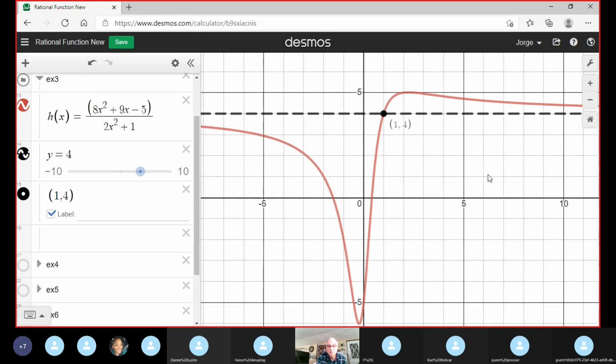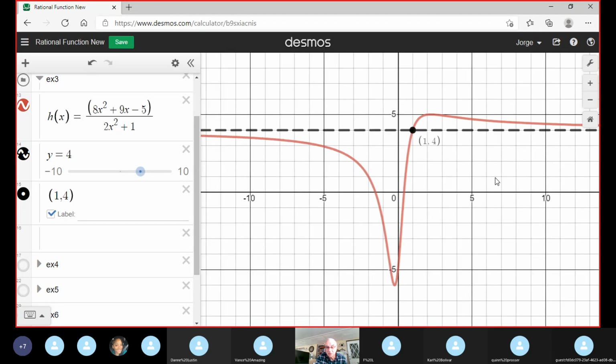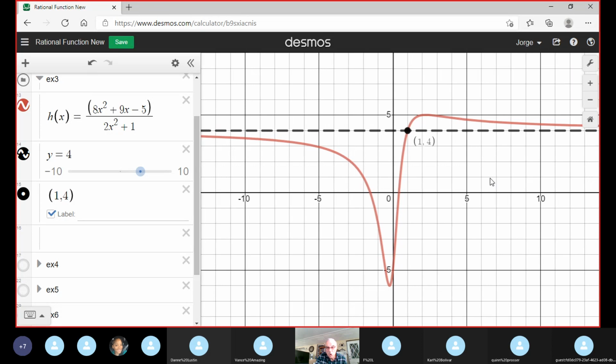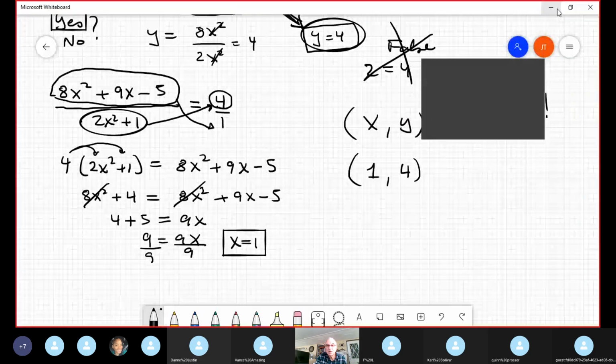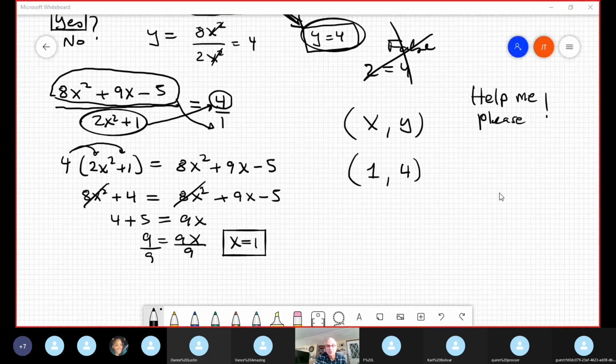However, I have a question. Professor, does this function have no vertical asymptote? I don't see a vertical dotted line here. No, I don't see one. The reason is no, and let me explain why. Okay, I come back to the whiteboard to explain the idea. Okay, you see the whiteboard?